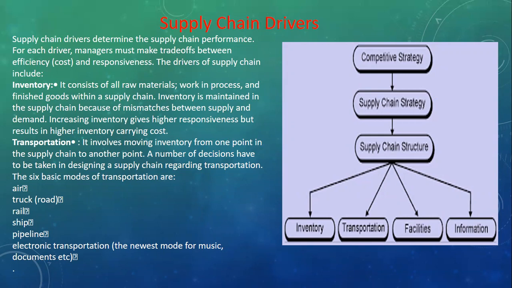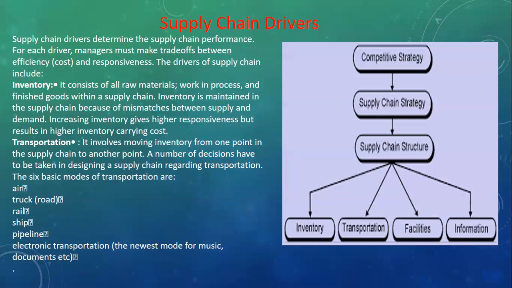The drivers of the supply chain include several kinds. First is inventory. It consists of all raw materials, work in progress, and finished goods within a supply chain. Inventory is not only the finished goods stored in the warehouse, but also raw materials procured from different suppliers, and work in progress, which means production is going on to fulfil the demand of the customer.